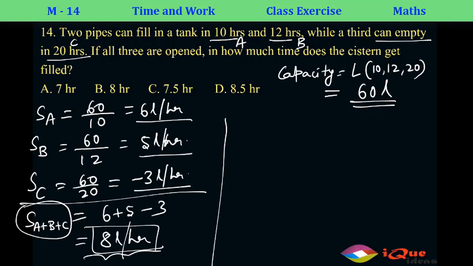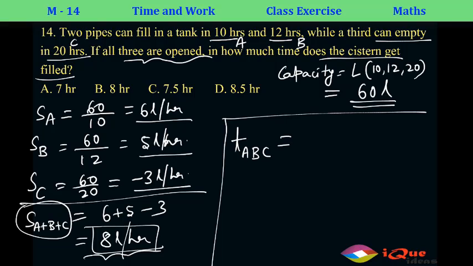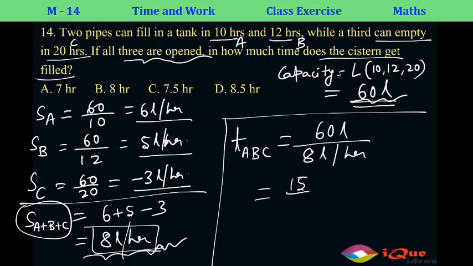Now the question is saying, in how much time does the cistern get filled if all three are opened? So basically we are talking about time together for ABC, which is equal to total work to be done, 60 liters, divided by the combined speed, that is 8 liters per hour. So 60 by 8, that is 15 by 2 if you divide by 4. So 15 by 2 hours, that is 7.5 hours.